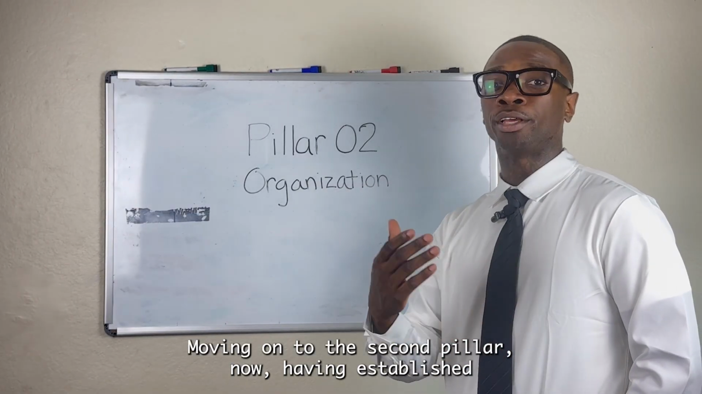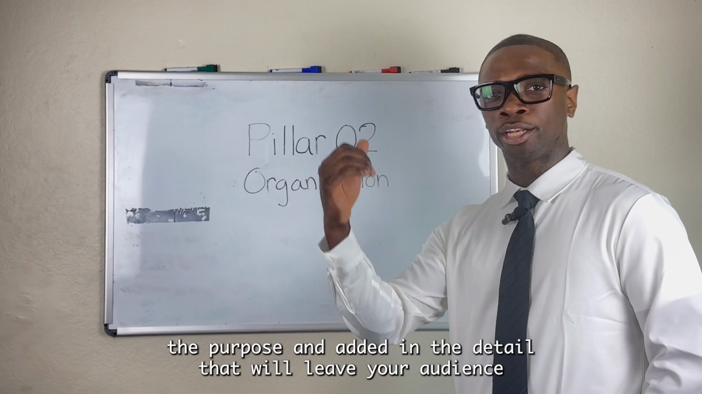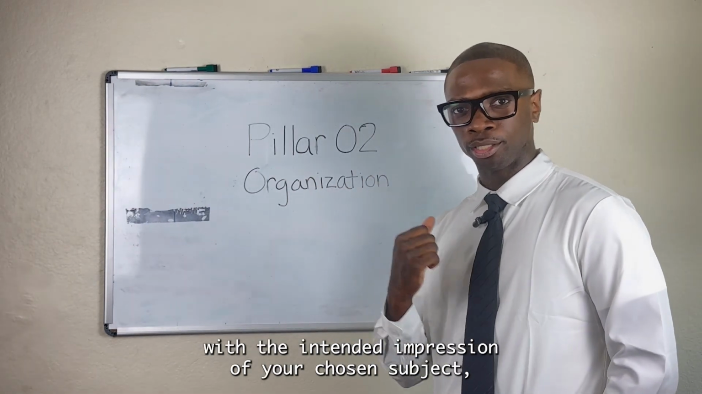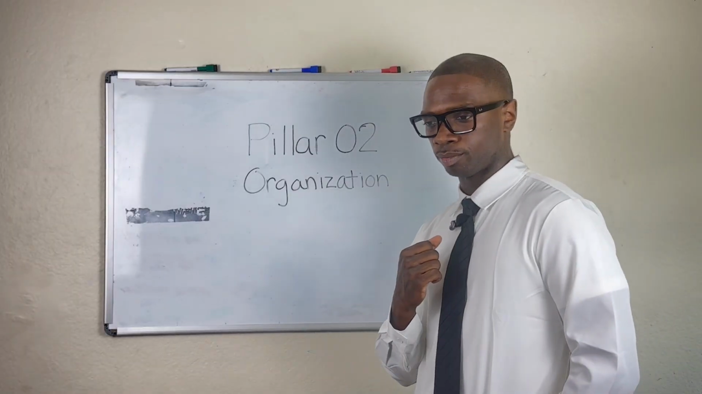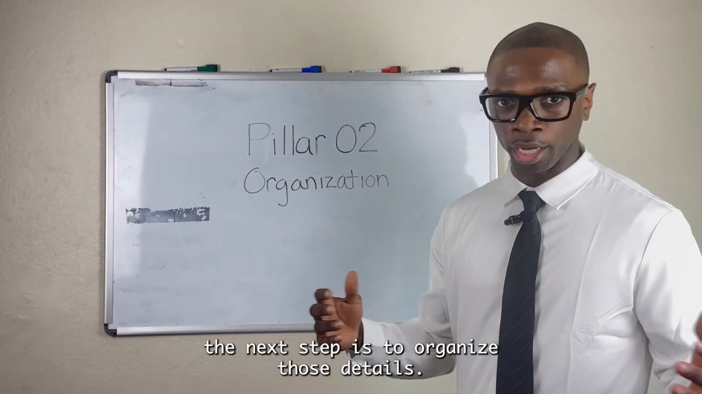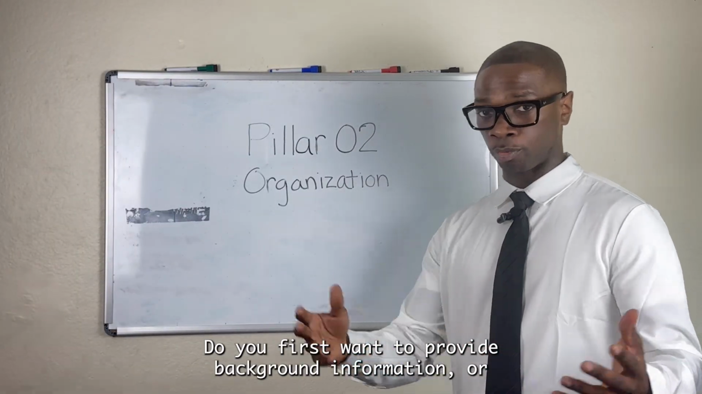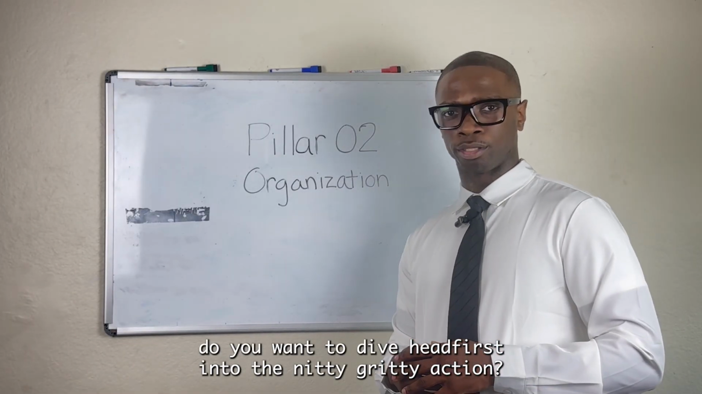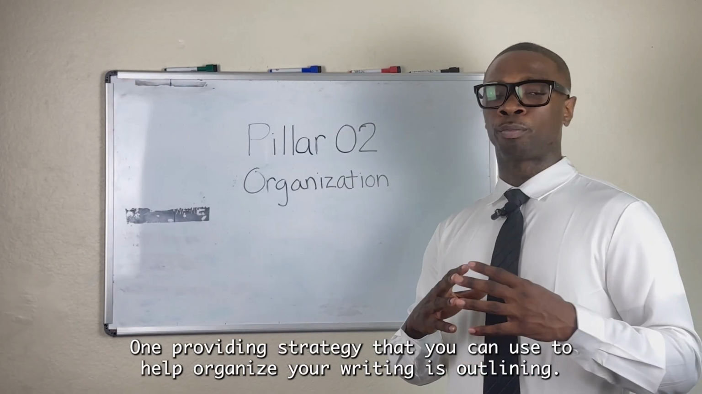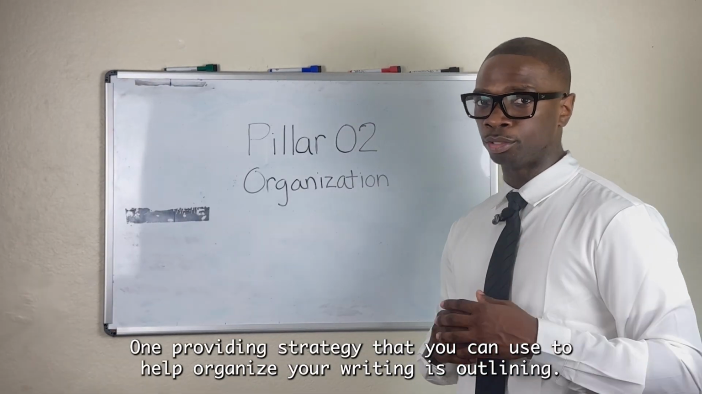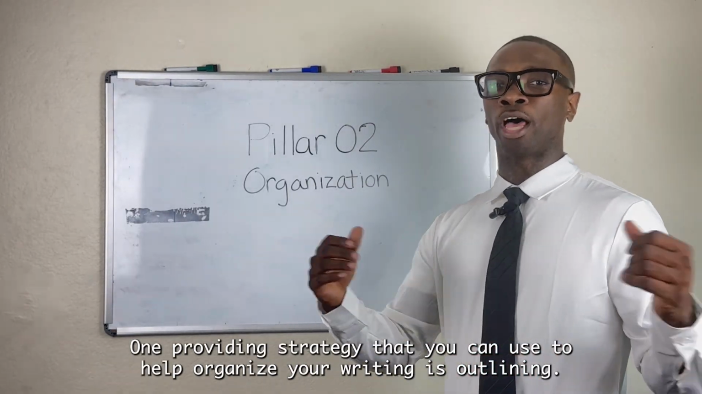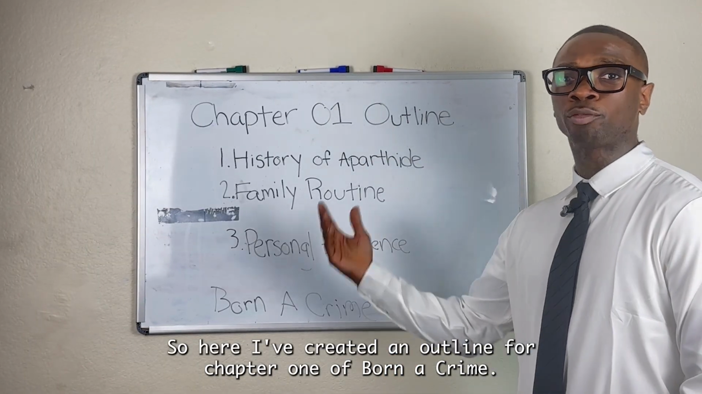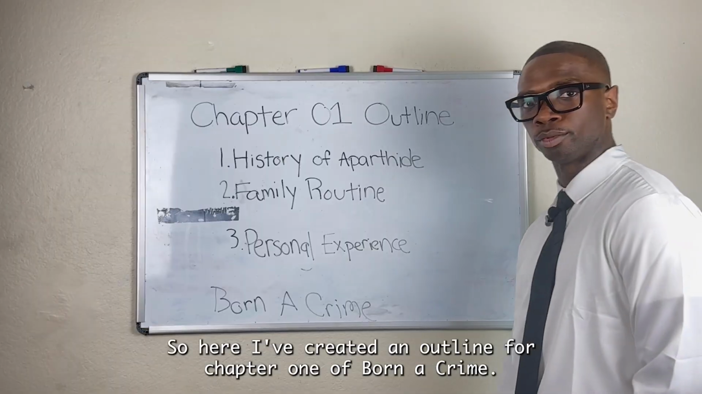Now, having established the purpose and added in the detail that will leave your audience with the intended impression of your chosen subject, the next step is to organize those details. Do you first want to provide background information, or do you want to dive headfirst into the nitty-gritty action? One pre-writing strategy that you can use to help organize your writing is outlining. So, here, I've created an outline for Chapter 1 of Born a Crime.